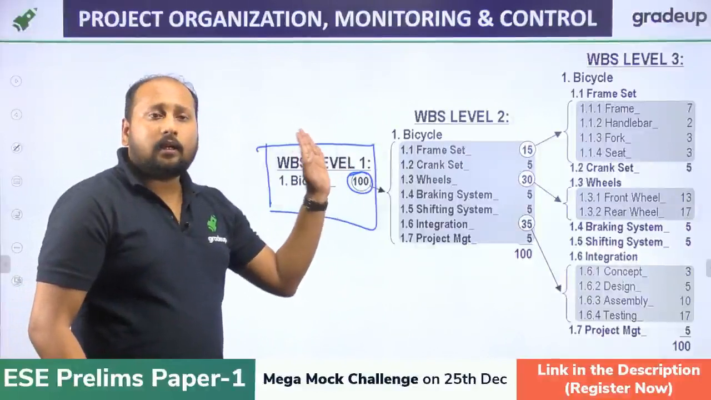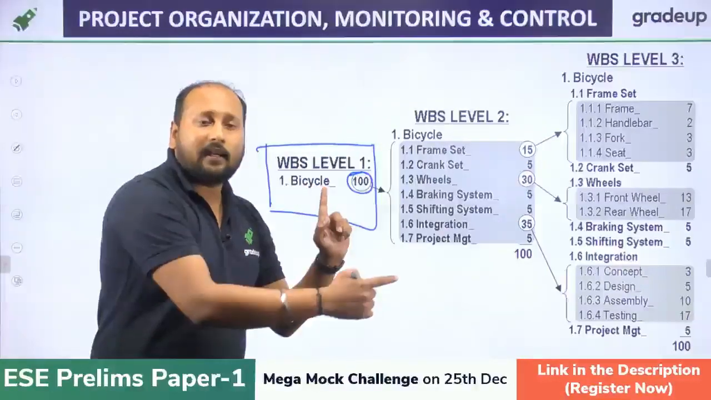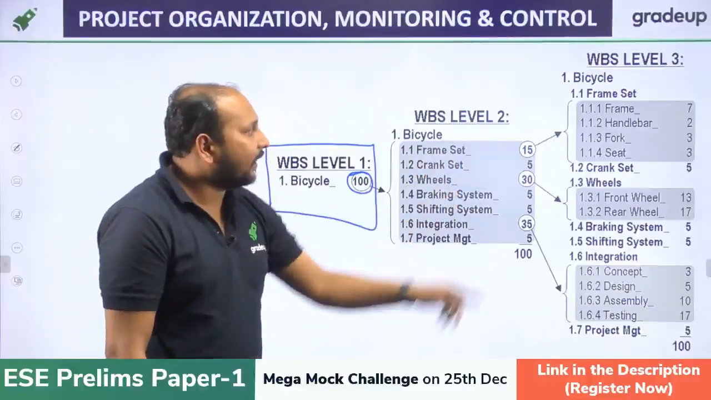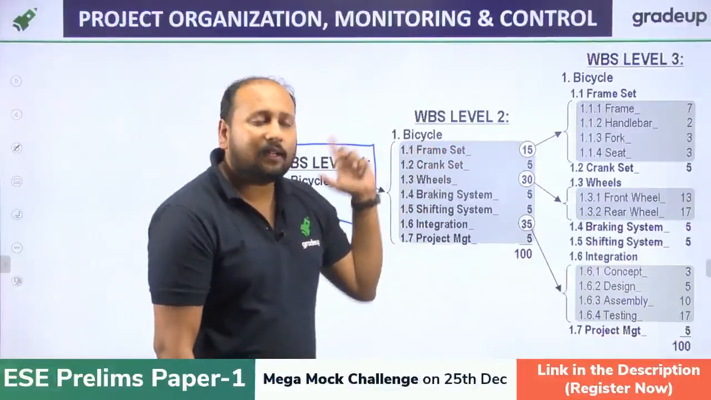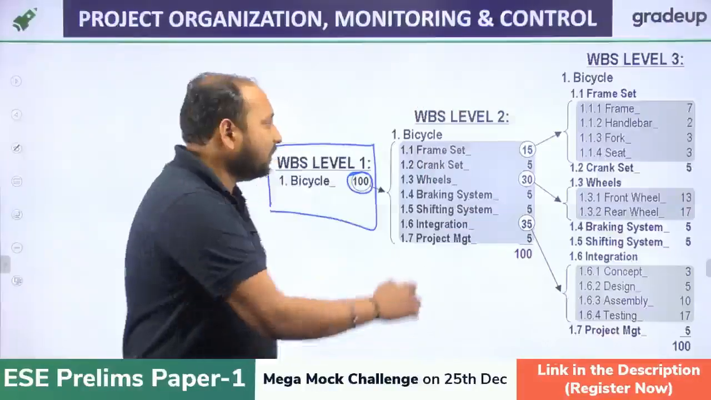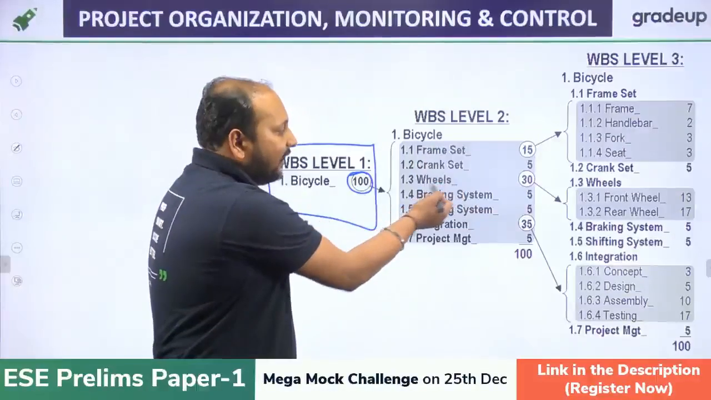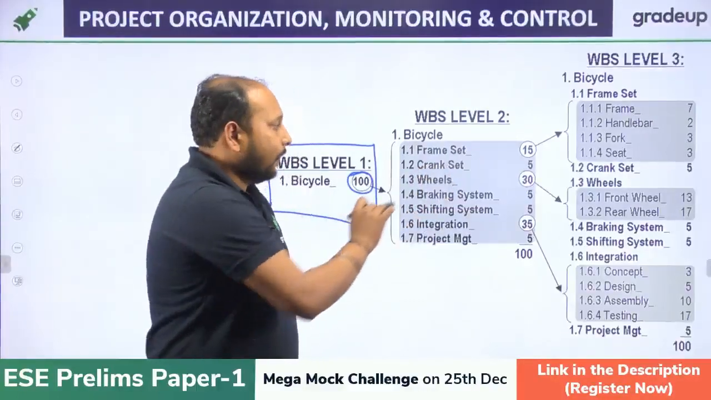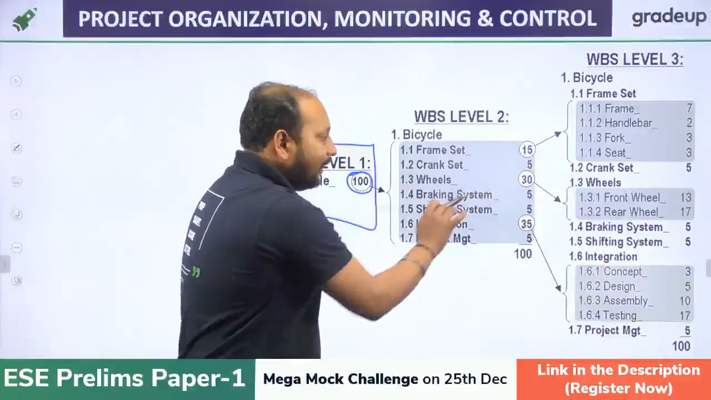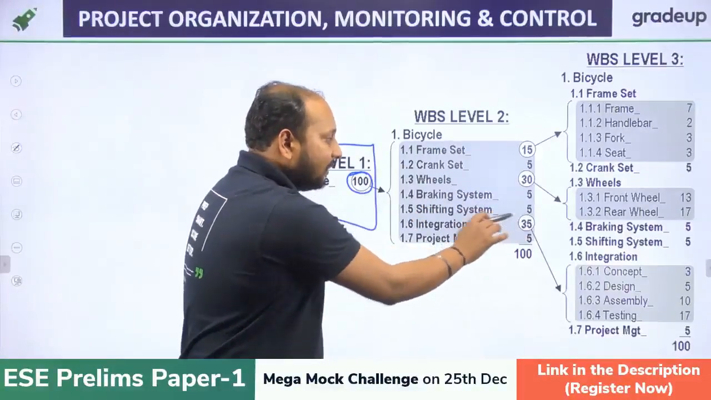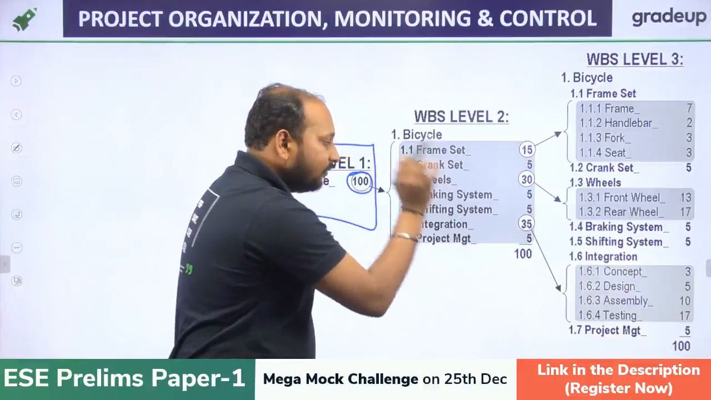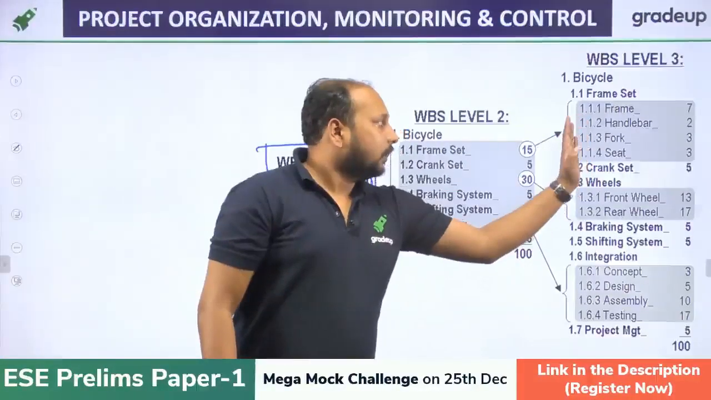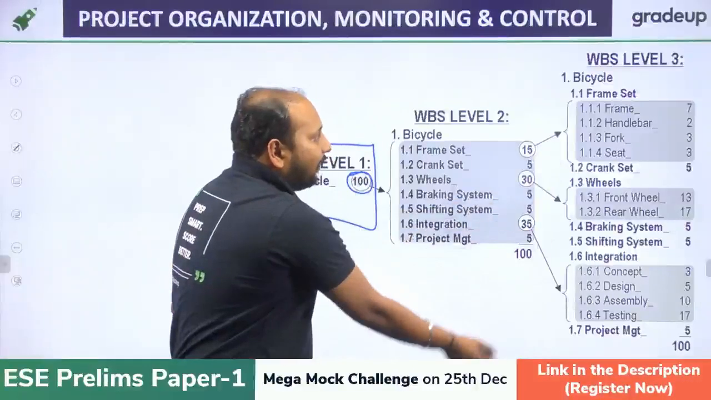Now, this is WBS level 1, which is the topmost level from the hierarchy point of view. After this, the second hierarchy is WBS level 2, in which the bicycle is divided into sub-components, like the frame set, crank set, wheels, braking system. This 100 is defined like 15 for the frame set, crank set is 5, wheels is 30, braking system is 5, shifting system 5, integration 35, project management 5. Fine. So this is WBS. Only talk about till this point. We have WBS level 2.